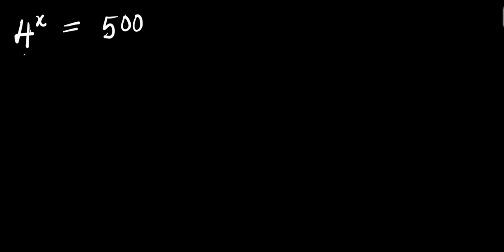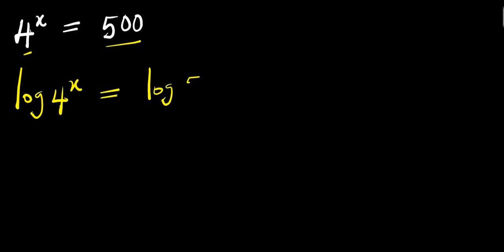Hello, how to solve for 4 power x equals 500. We are solving for the value of x that satisfies this equation. So we start by taking log on both sides: log 4 power x equals log 500. Now, if you have log a power b, this equals b times log a.